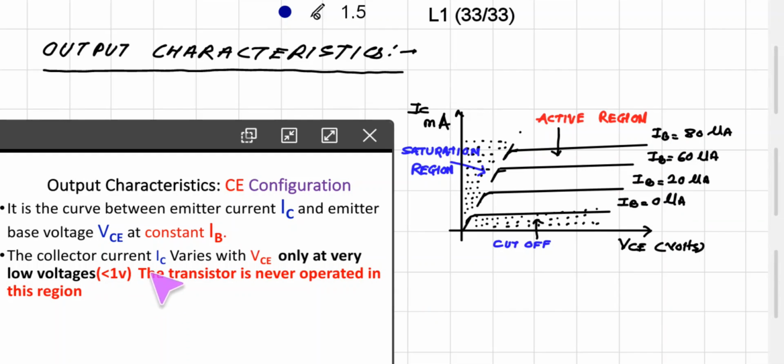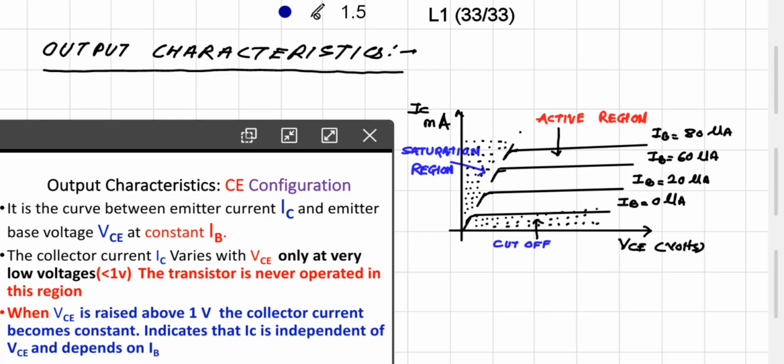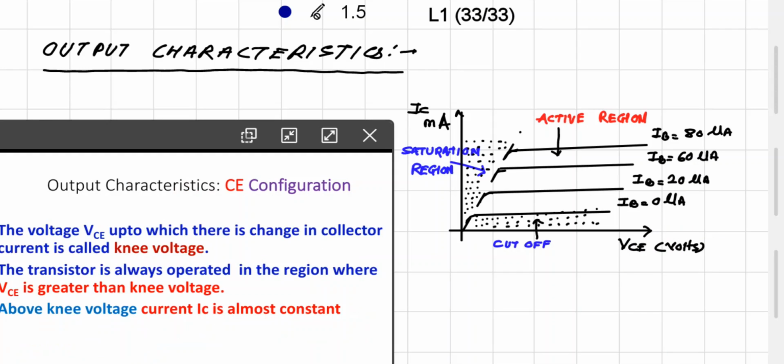The collector current IC varies with VCE only at very low voltages. So at very low voltage you see that the collector current is increasing and later on it is constant. So here, when VCE is raised above 1 volt, the collector current becomes constant, which indicates that IC is independent of VCE and depends only on IB, that we already saw.